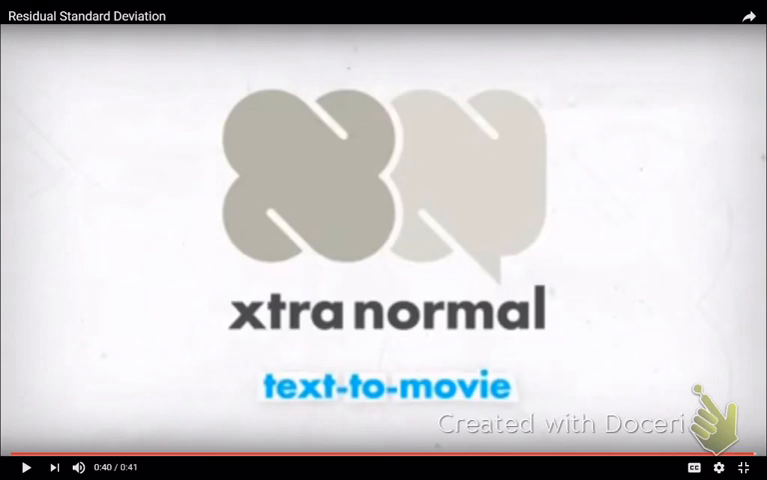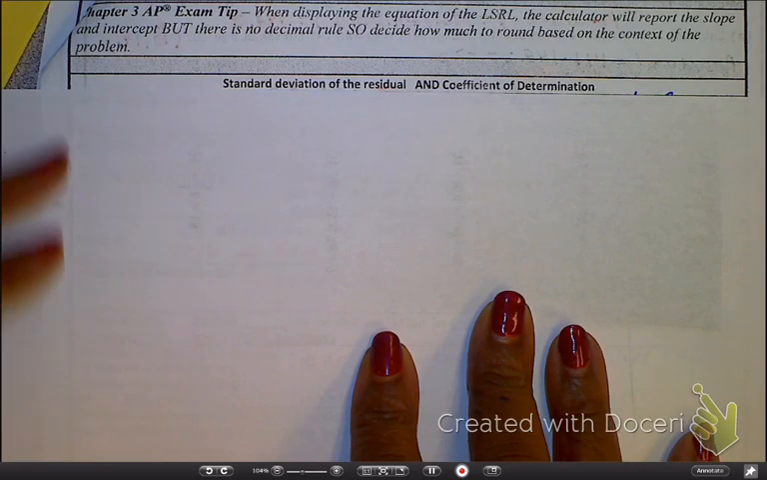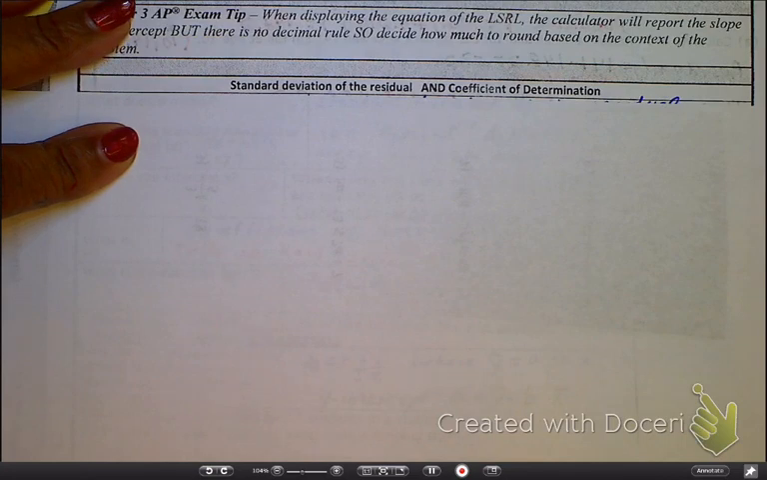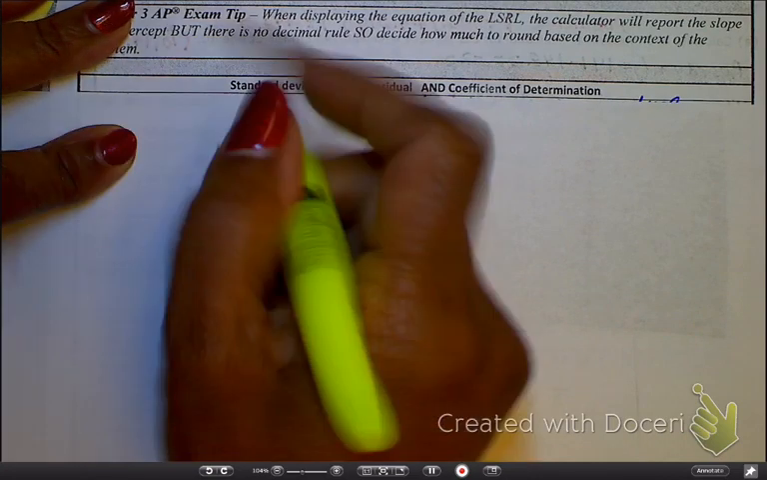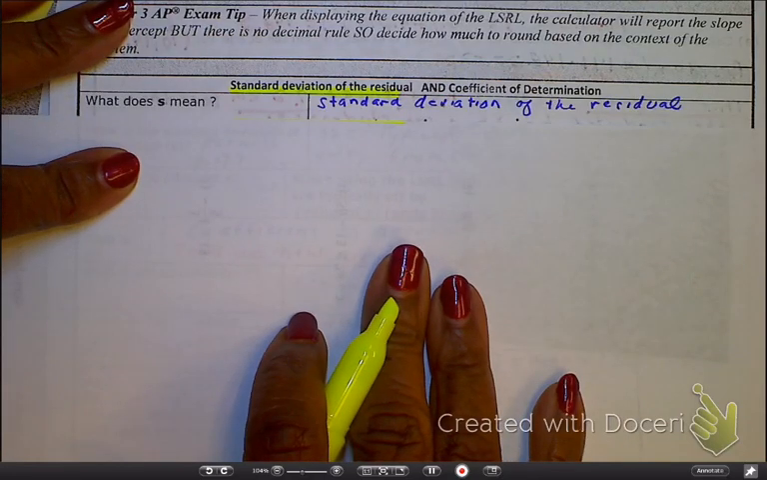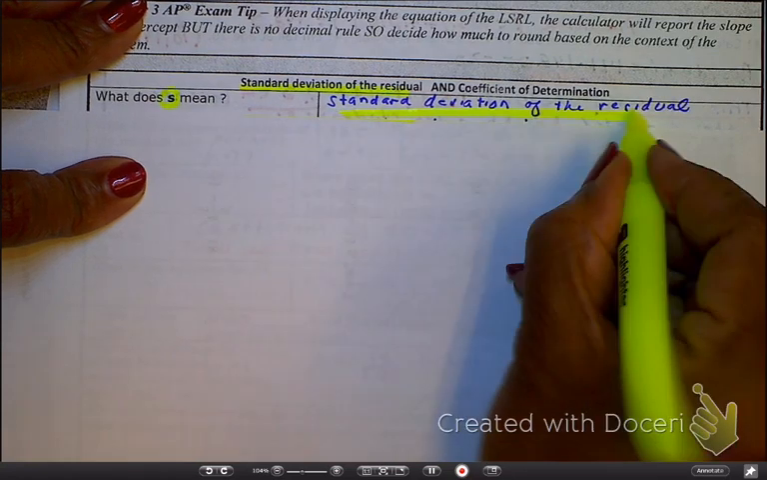Say what? Okay, what the heck was that all about? Well, we're just going to start off with the basic idea that he's just mentioned, standard deviation of the residual. So first of all, standard deviation of the residual is represented by the letter S. And what does it do?